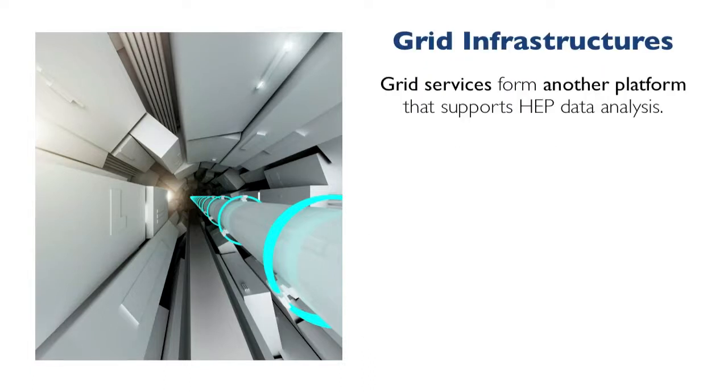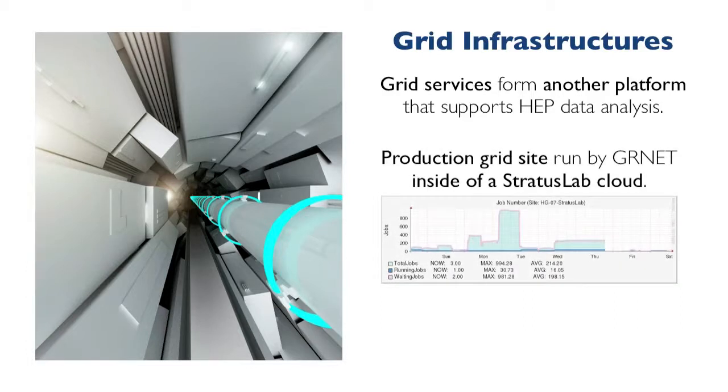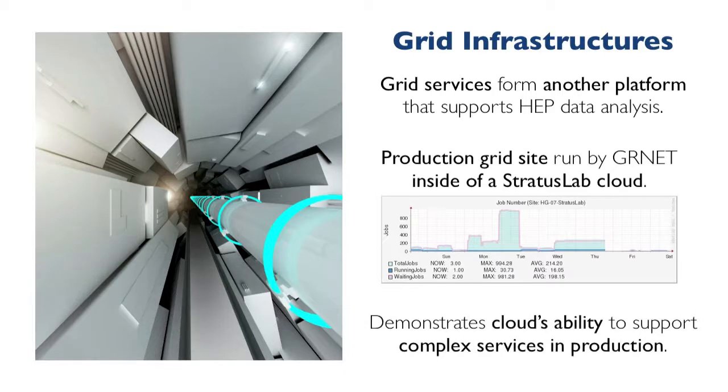Grid infrastructures are another platform that support high-energy physics data analysis. GRNet has deployed a production grid site within StratusLab Cloud and maintained that site for nearly 2 years. This demonstrates that the cloud, and in particular the StratusLab cloud distribution, can host complex services and run those services at a production level.